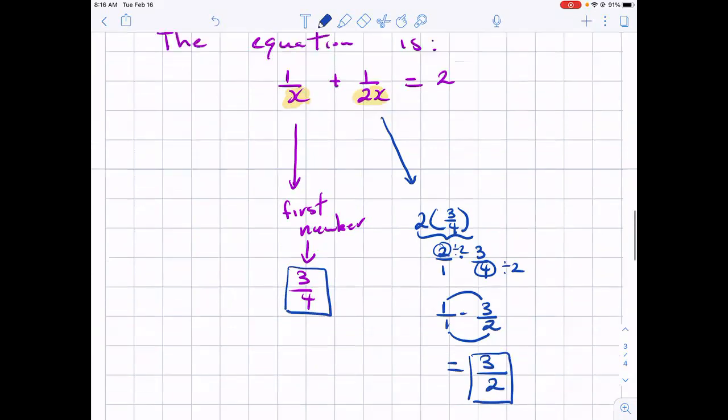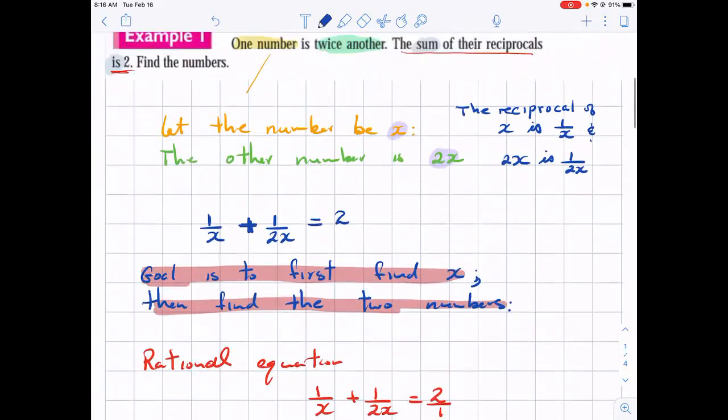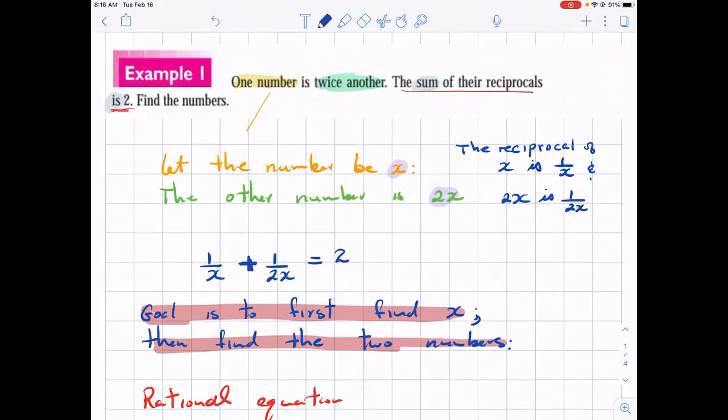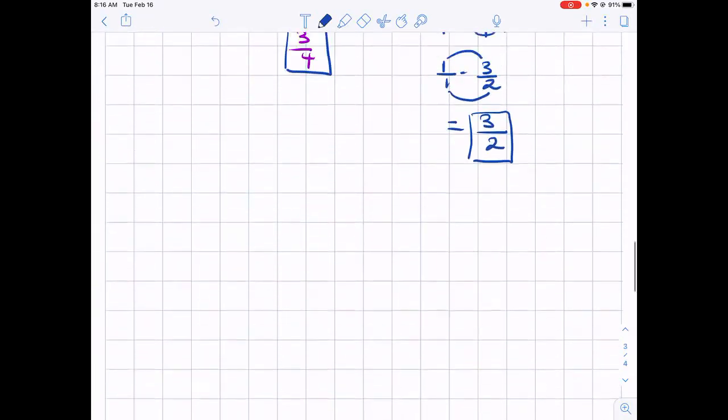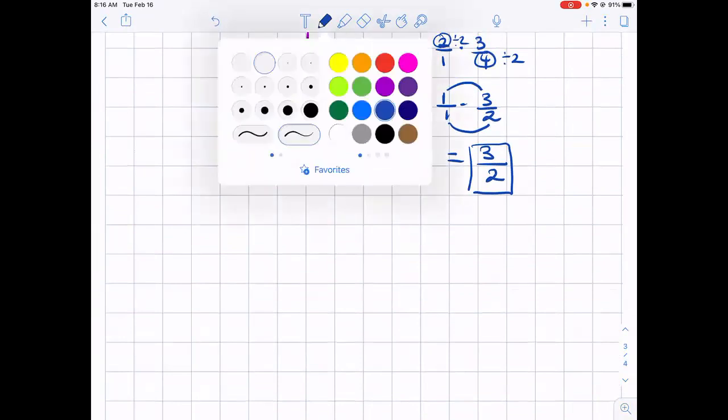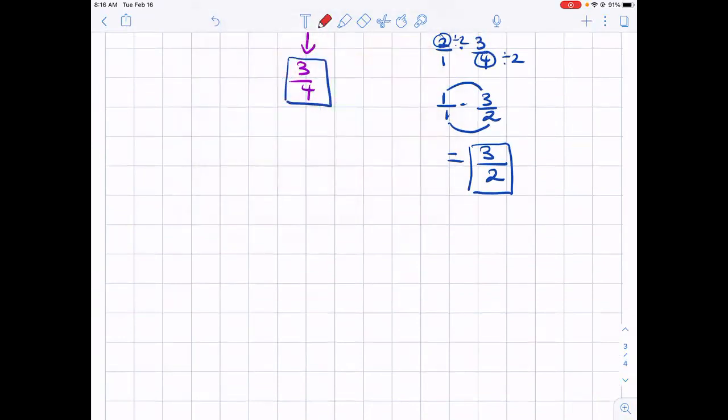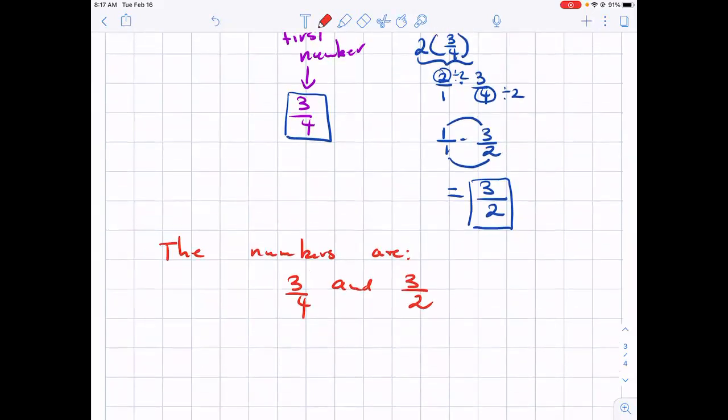Now let's see what the question asks us to find. The question said find the numbers. Not find the reciprocal, find the numbers. So the numbers are 3/4 and 3 over 2. And if you add those two numbers, you can perform a check. If you add those two numbers, you will see the result is 2. So here is my final answer.